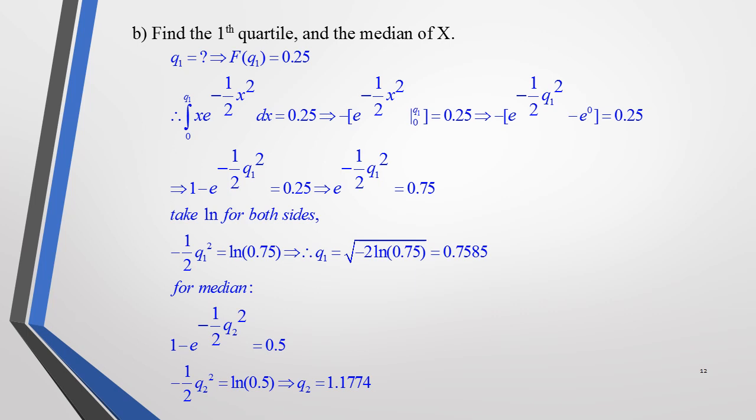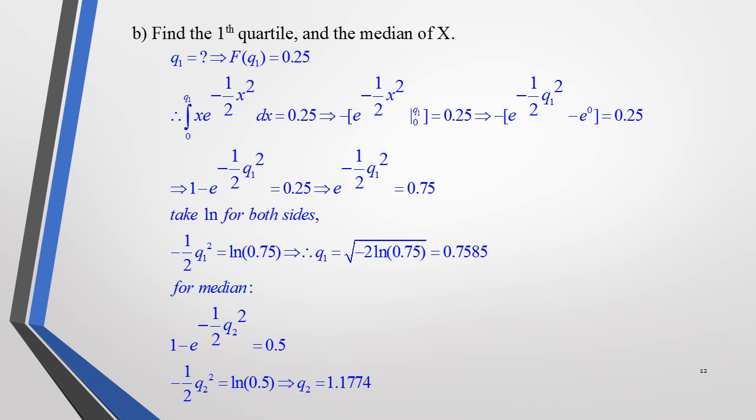Take ln for both sides. We will find that Q1 squared equals negative 2 ln 0.75, which equals 0.5754, and finally Q1 will be equal to the positive square root of 0.5754, which equals 0.7585. Note that we take the positive value of the square root, not its negative value, since x is greater than 0. So the first quartile will be a positive value.